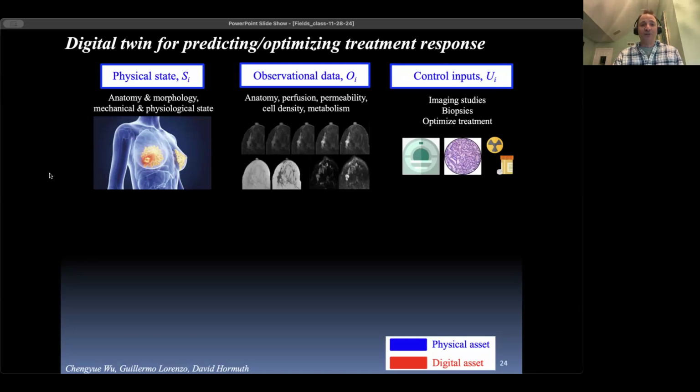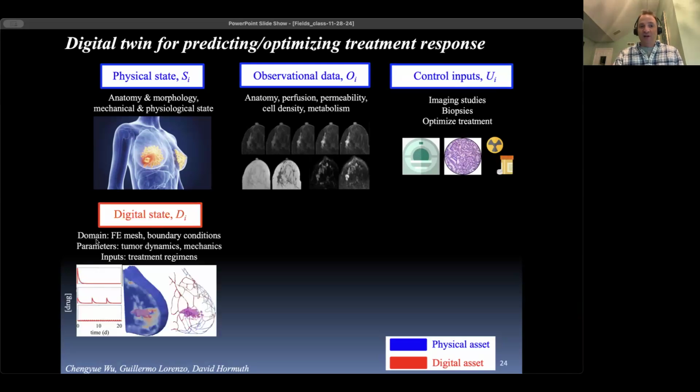Then there are the corresponding digital components right here. This is your computational domain, which we get by segmenting our anatomical images. There's the finite element mesh or the finite difference grid, whatever it is that you're using, that's going to let you solve your equations on the domain.